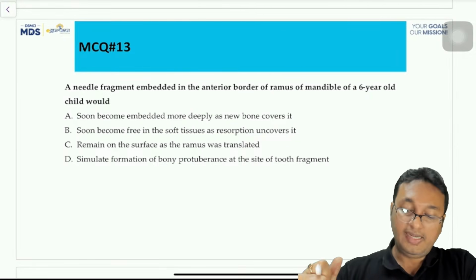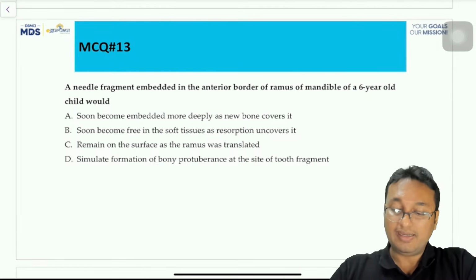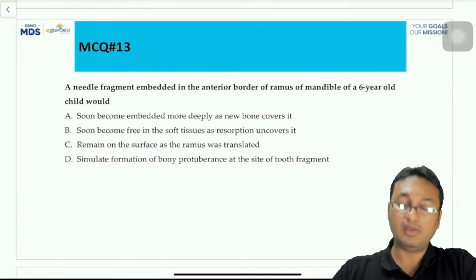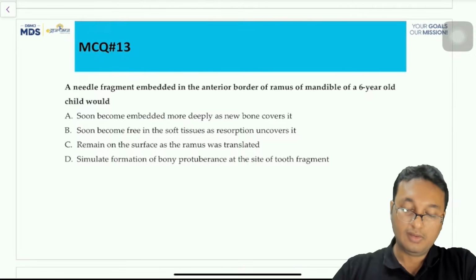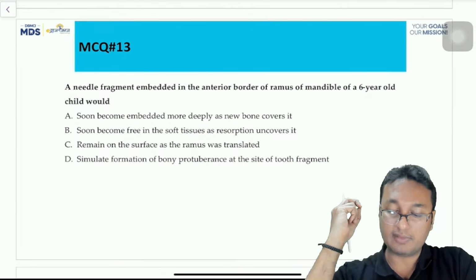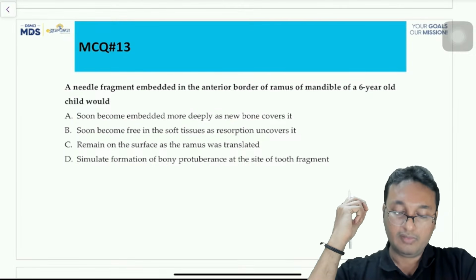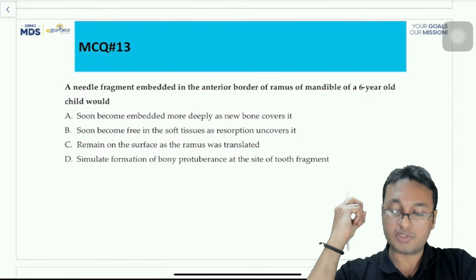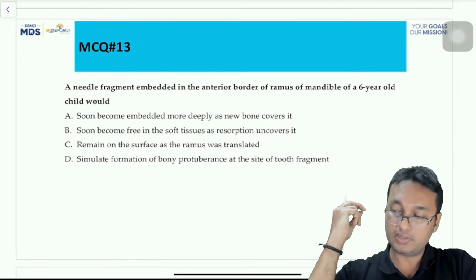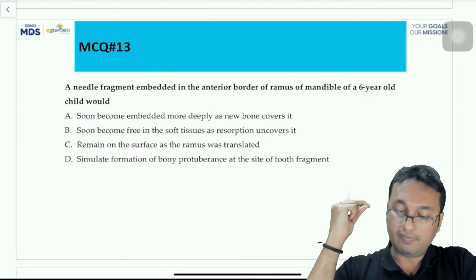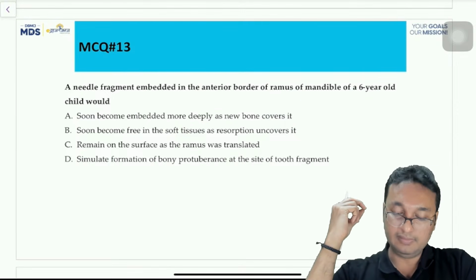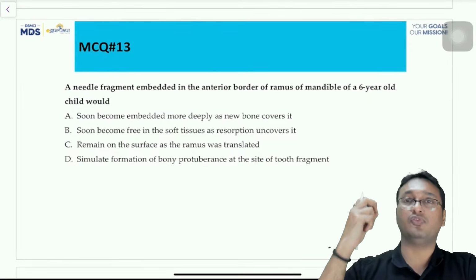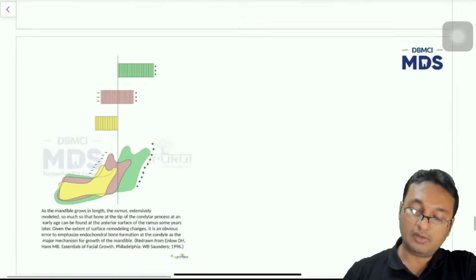Okay. A needle fragment embedded in the anterior border of ramus of mandible of a 6-year-old child would soon become embedded more deeply as new bone covers it, soon become free in the soft tissues as resorption uncovers it, remains on the surface as the ramus was translated, and it simulates formation of bony protuberance at the site of tooth fragment. Now let's take a look what is happening here.